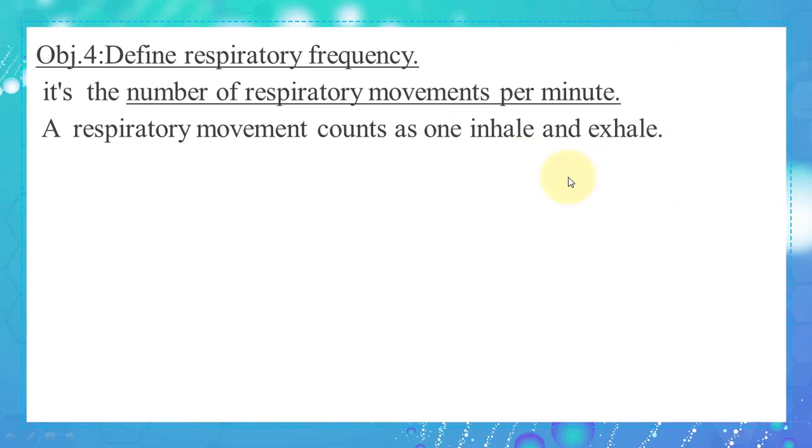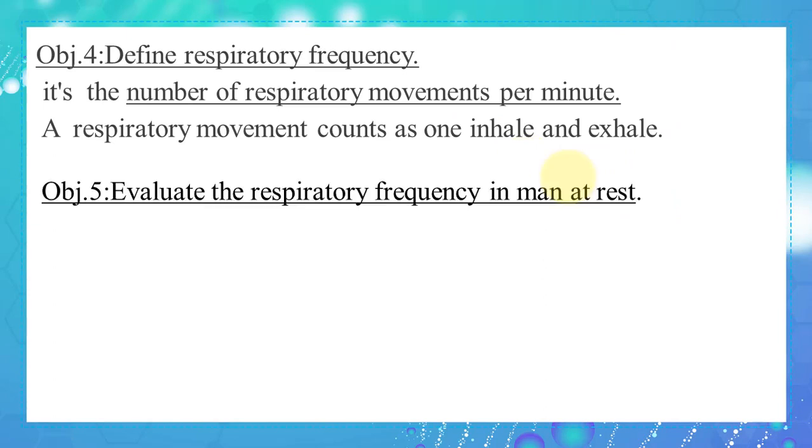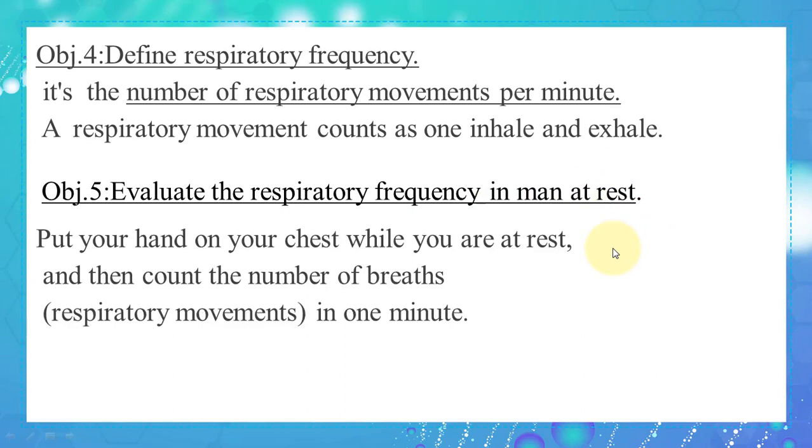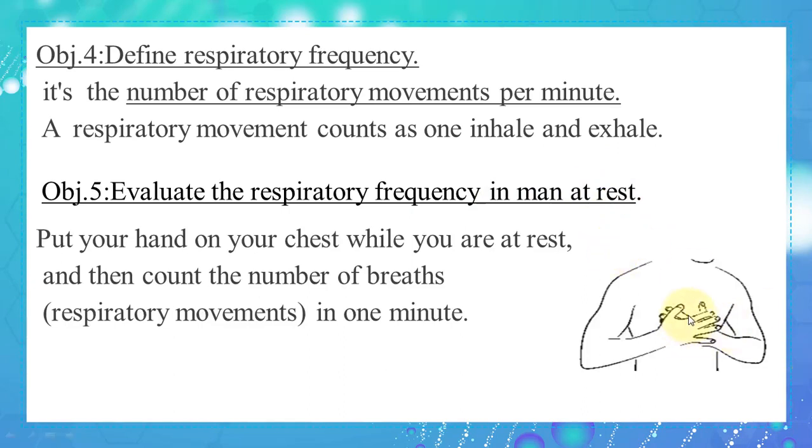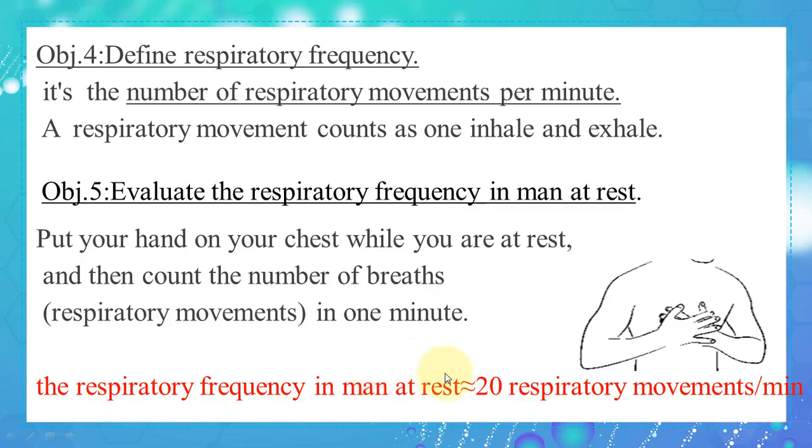Now it's time to learn how to calculate the respiratory frequency. Objective number 5, evaluate the respiratory frequency in man at rest. At rest, that means without doing any activity. So put your hand on your chest while you are at rest and then count the number of breaths, which are the respiratory movements, in 1 minute. The number of respiratory movements in 1 minute is approximately 20. So the respiratory frequency in man at rest equals approximately 20 respiratory movements per minute.